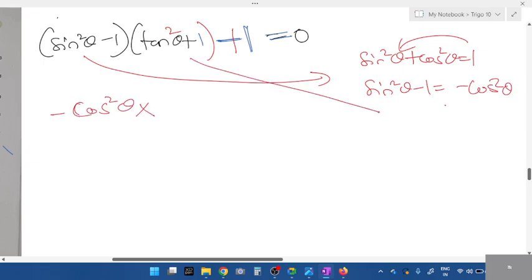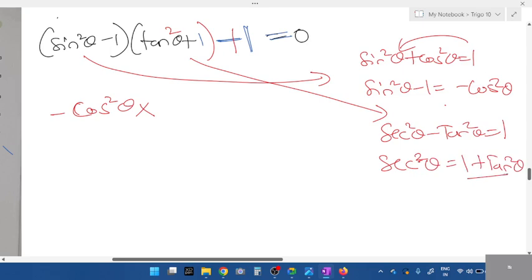And tan square is correct. Yeah, correct. Tan square is correct. What is tan square theta? Okay, what should I replace? 1 plus tan square? Yes. Not minus 1, plus 1. The question is correct.